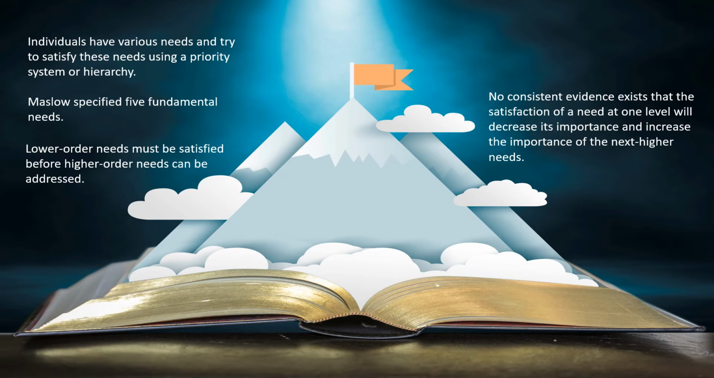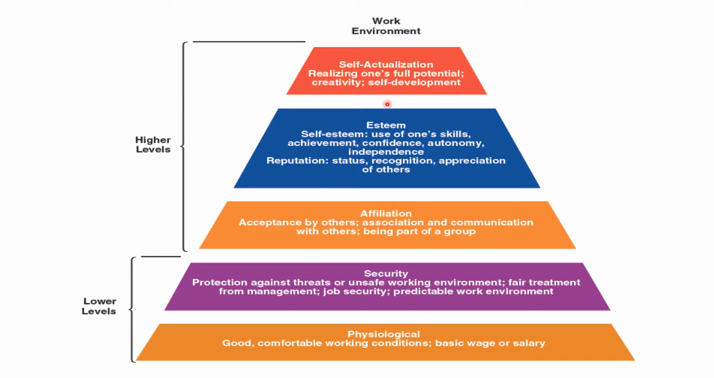Let's see the example here. For the Maslow hierarchy of needs, there are 5 levels. This is the lower level and this is the higher level. The first one is physiological. The second is security, then affiliation, esteem, and self-actualization. Basically, everyone has to fulfill the lower levels first before they can move further up until self-actualization.